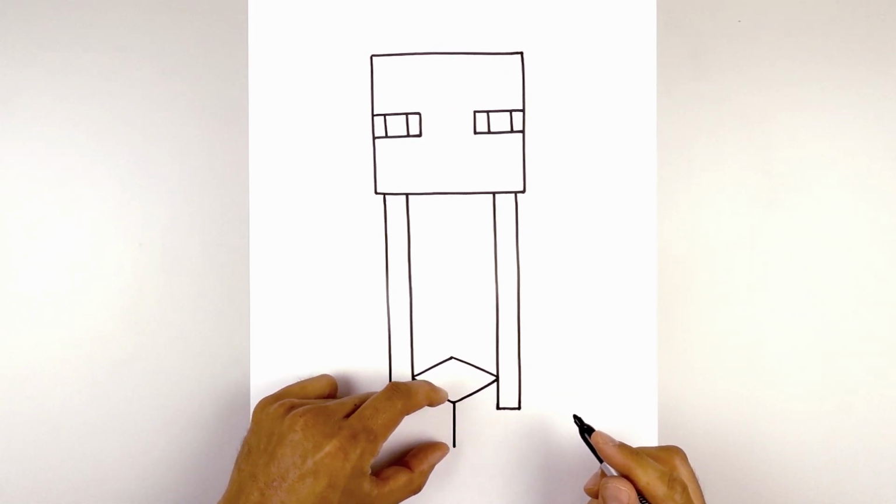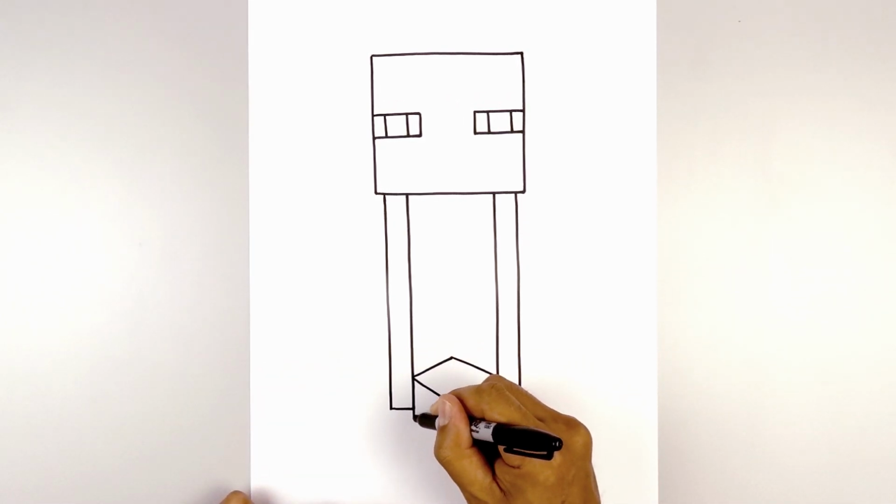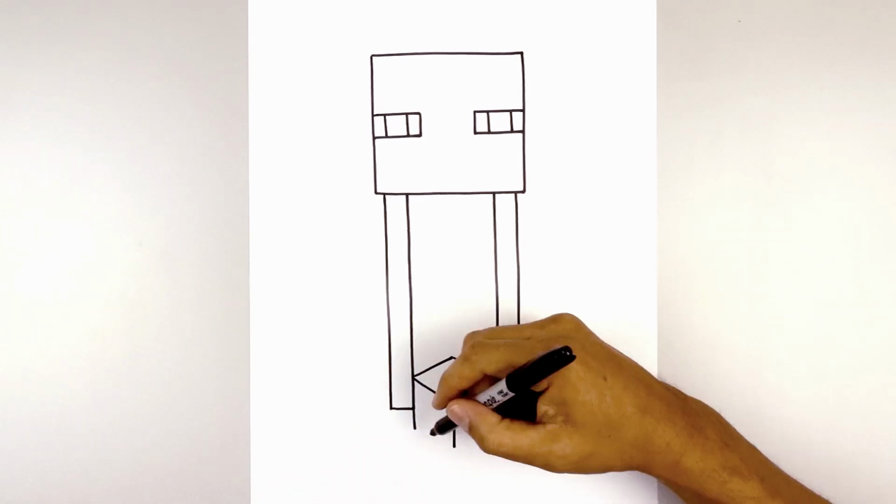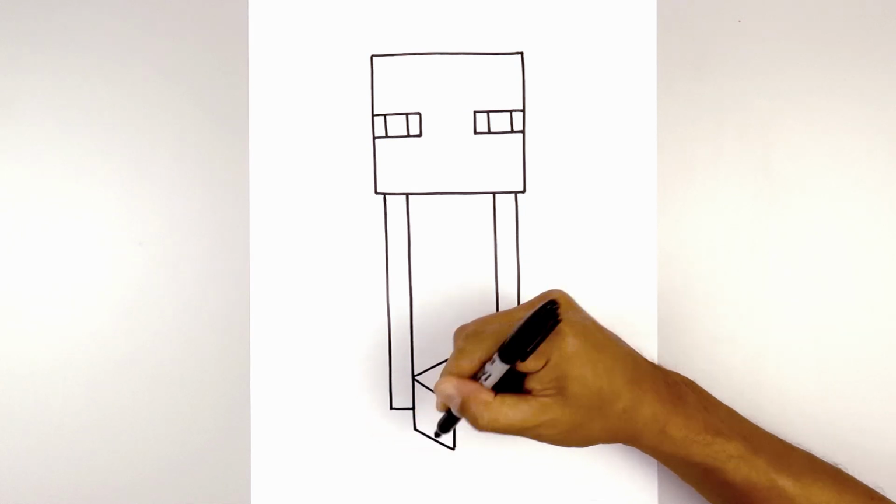Now I'm going to take that same length line and continue the arm with that same length. We'll just extend this down, and then we'll close off the bottoms with an angled line coming in towards the middle.